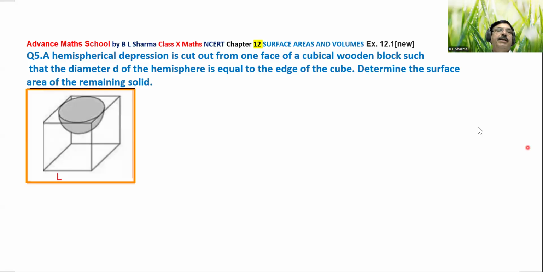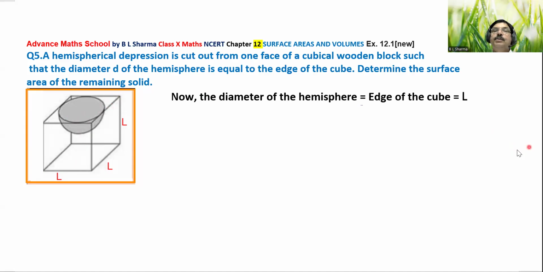ये देखिए हेमिस्फेरिकल डिप्रेशन ये रहा. साइड ऑफ क्यूब L है, मीन्स लेंथ, ब्रेड्थ और हाइट तीनों L हैं. It is given in the question. और इसका जो रेडियस है हेमिस्फीयर का, सॉरी डायमीटर है, वो साइड के इक्वल है, मीन्स डायमीटर इज इक्वल टू L. So what is radius?